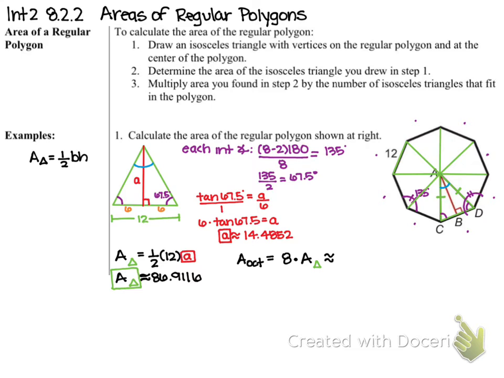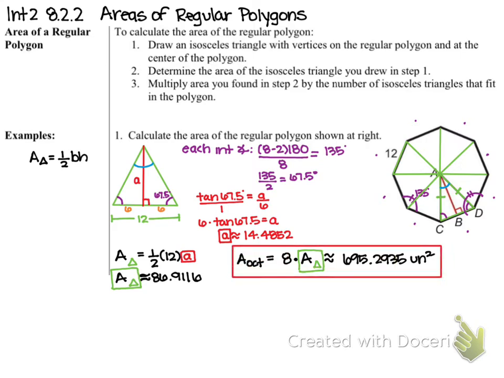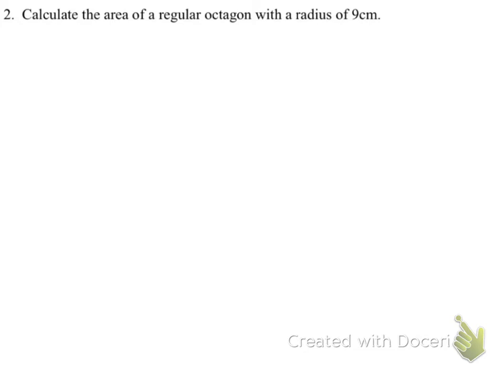So remember, we're using this. I'll put my box around this. We're using that answer. We're not going to do an approximation of it. We're going to use that, and we're going to times that by 8, which is going to give us 695.2935. Were we given any units on this? Nope. So let's just call it units squared. That is the area of the entire octagon. That's one way to do it, is find the area of that triangle. Okay, got a couple more to do.